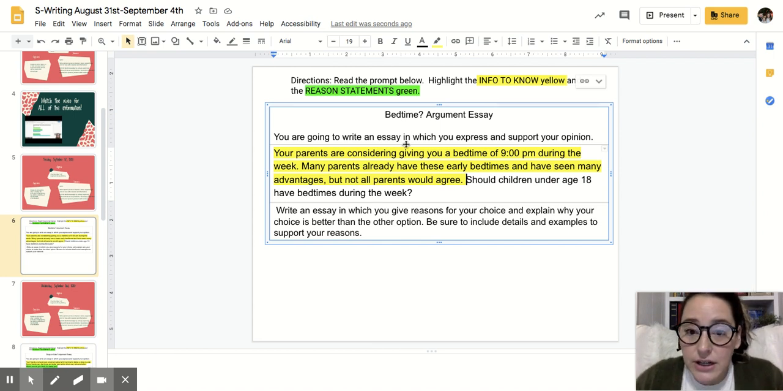Your parents are considering giving you a bedtime during the week. Is it asking you anything? No. Is it telling you how to write this? No. It is just information. Second or third sentence. Many parents already have these early bedtimes and have seen many advantages, but not all parents would agree. Is it asking you a question? No. Is it telling you how to write anything? No. It is just giving you information. That's why it's called info to know.